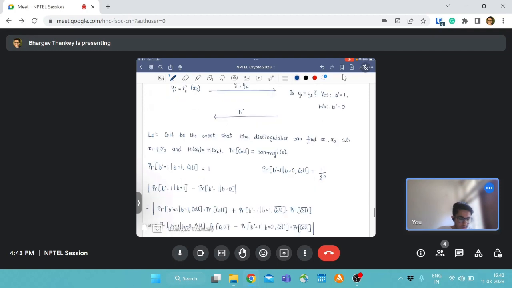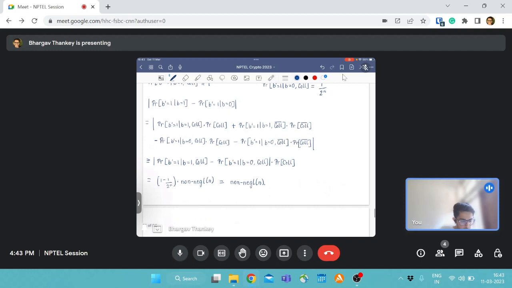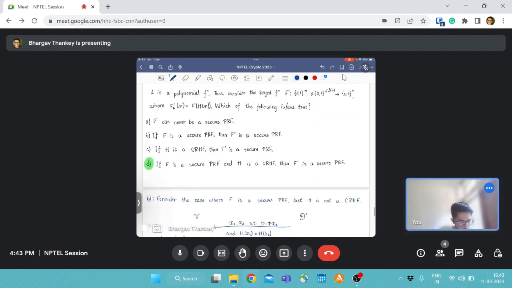So we have constructed a PPT adversary D prime, which can distinguish between F prime and a TRF with non-negligible probability, and so F prime is not a secure PRF if H is not a collision resistant hash function. So option D is incorrect. Is this fine? Yes, sir.